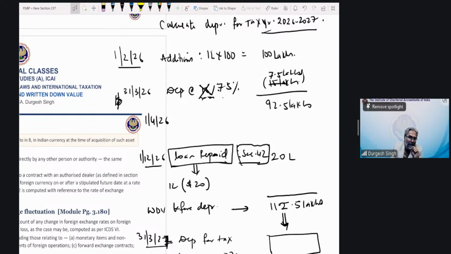Next line, right? Therefore, under section 42, the recognition of the exchange rate fluctuation shall not be made as per the MTM, full form, mark to market. Why?